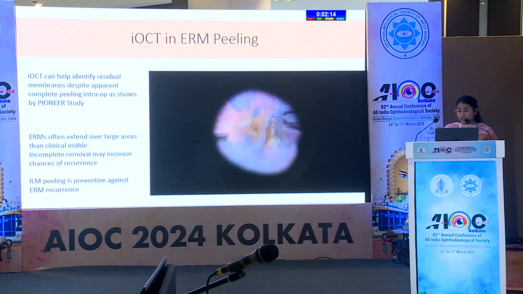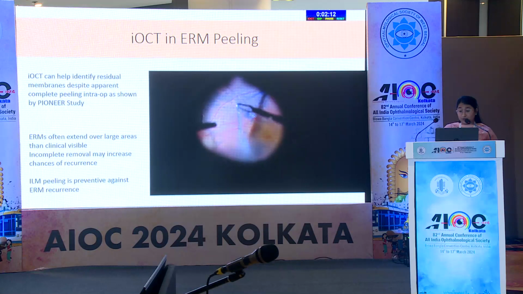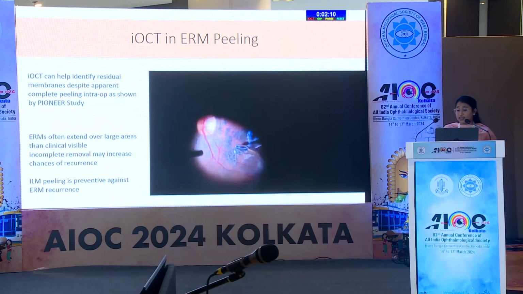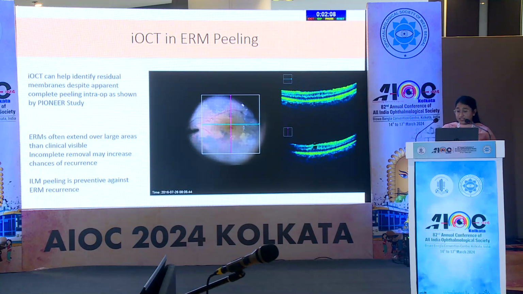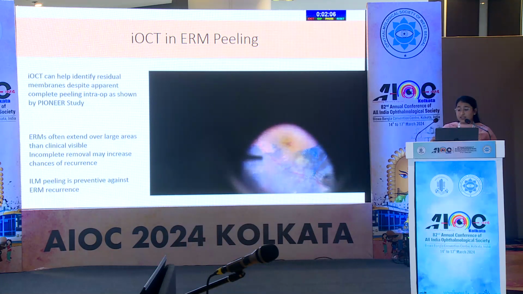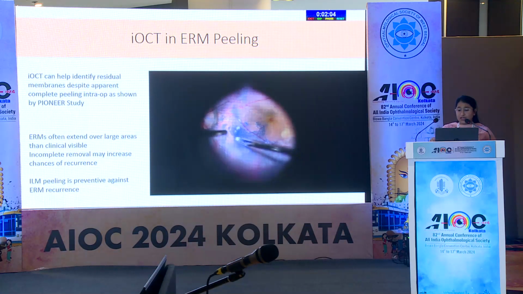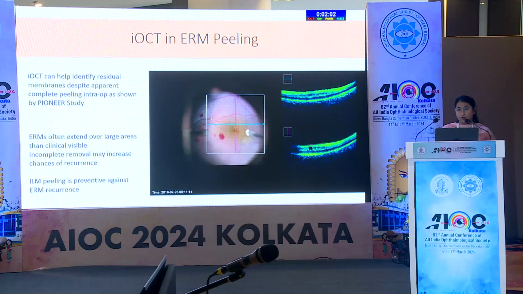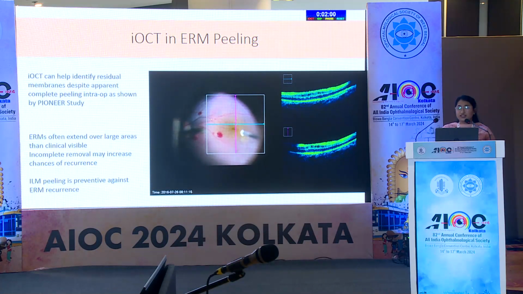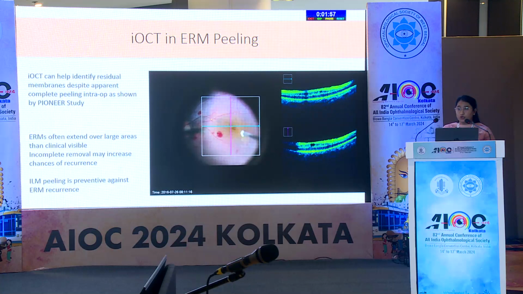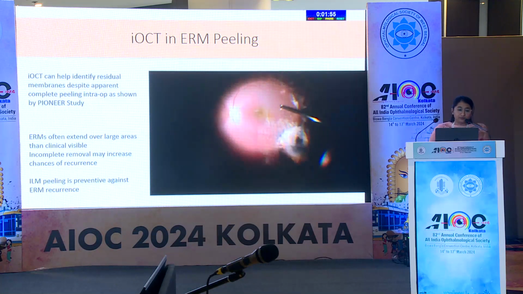So staining was done, epiretinal membrane peeling was done, epiretinal membrane does not take up the stain, double staining was done, and then we could see that there was some remaining tissue present, and that was removed. So we could have avoided double staining had the IOCT been used appropriately.